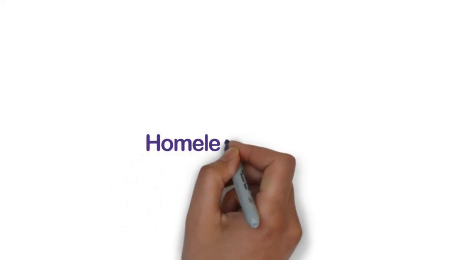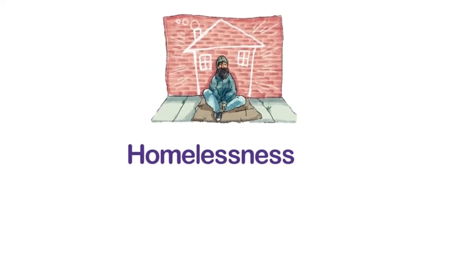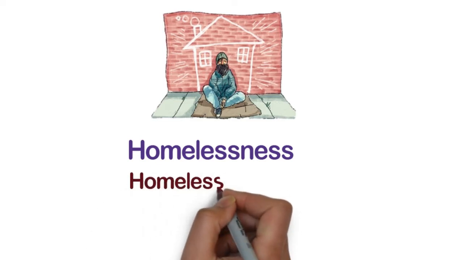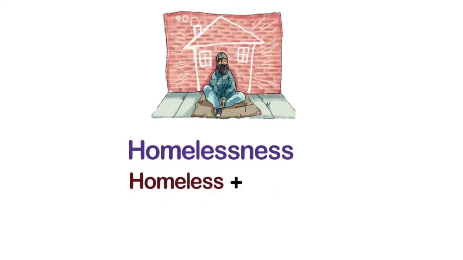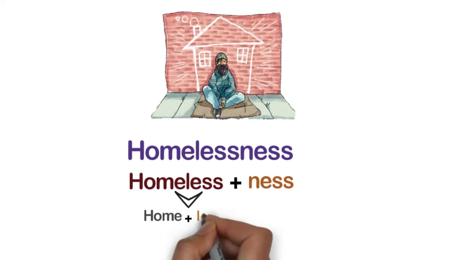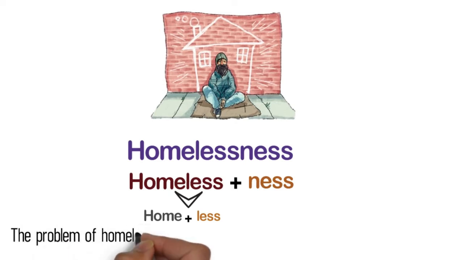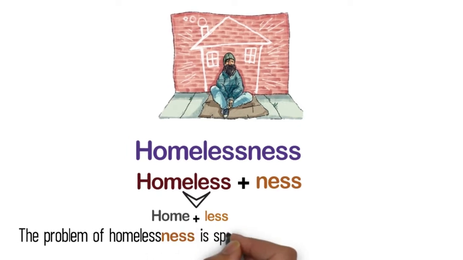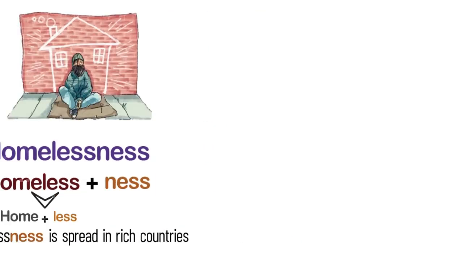The formation of homelessness follows the same pattern. Split this noun into a base word or a root and a suffix. You get homeless plus the suffix ness. Homeless itself is no more than the noun home plus the suffix less, which means without a home. Homelessness is the state of being without a home. This problem of homelessness is spread in rich countries.